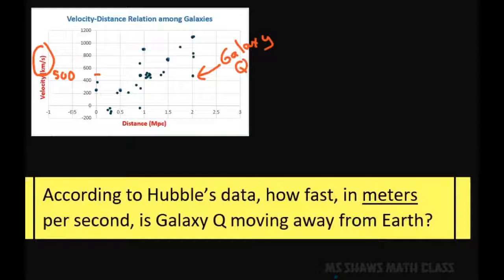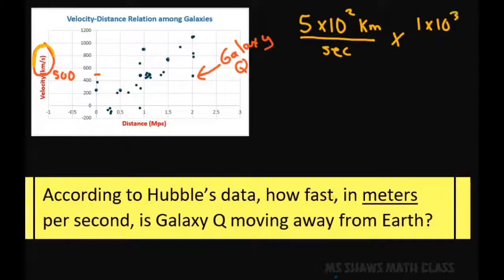So I'm going to do some dimensional analysis here. And instead of 500, I'm going to write 5 times 10 squared, because that equals 500 kilometers per second. All I'm doing is writing this down in scientific notation. And then to convert it to meters, we know we have to multiply by 1,000. So we're just going to call that 1 times 10 cubed divided by 1 kilometer.